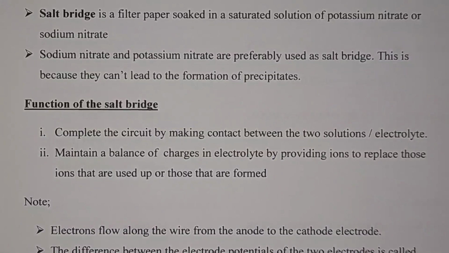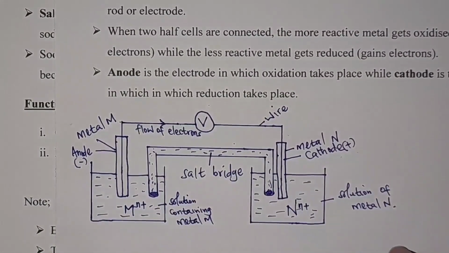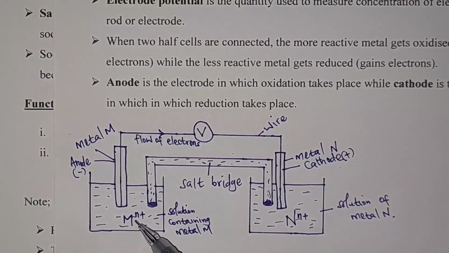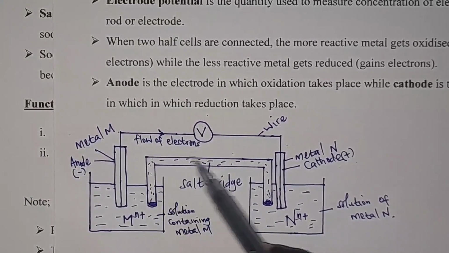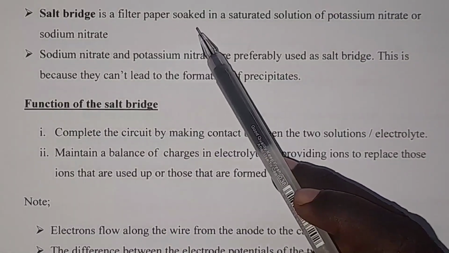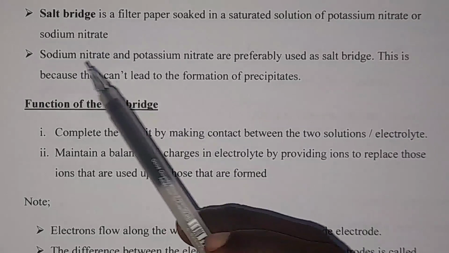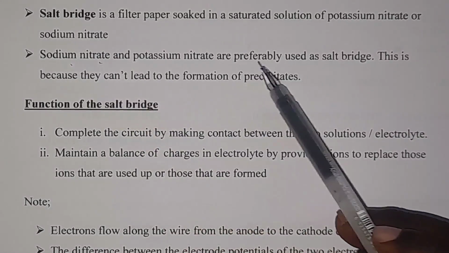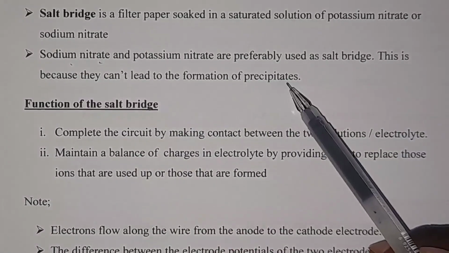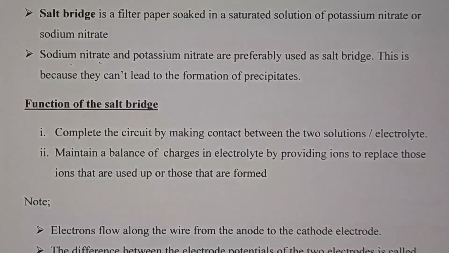Remember, when we are dealing with the electrochemical cell, we have something called a salt bridge, and we said the salt bridge is what is connecting the two solutions. The solution of M ions and the solution of N ions are connected by a salt bridge, as you can see. So what is a salt bridge? A salt bridge is a filter paper soaked in a saturated solution of potassium nitrate or sodium nitrate. Sodium nitrate and potassium nitrate are preferably used as salt bridges because they can't lead to the formation of precipitates. Remember, we have the rule that all nitrates are soluble. So that means they will not lead to the formation of precipitates.